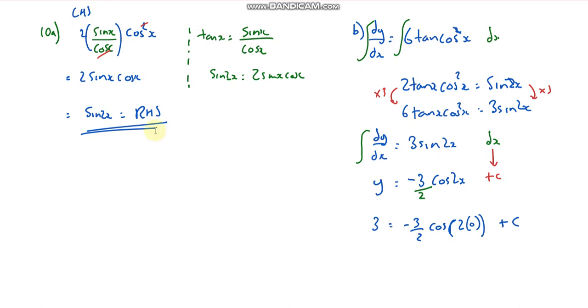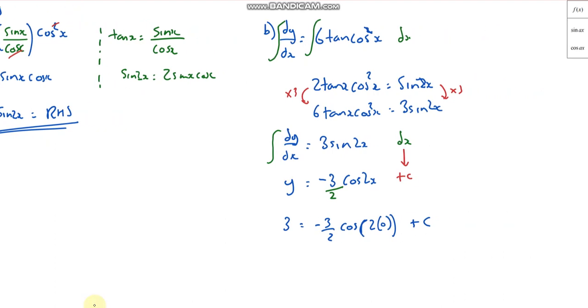What's cos when it's 0? You can put it in your calculator if you want, but we shouldn't have to. So cos when it's 0, let's have a look. At 0 degrees, it is equal to 1. So that's going to come out as 3 is equal to negative 3 over 2, because that bit here just becomes 1. And I've still got my plus c.